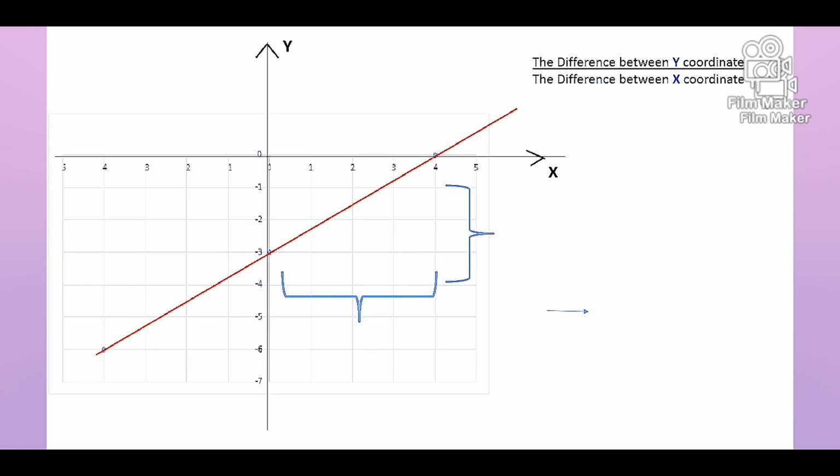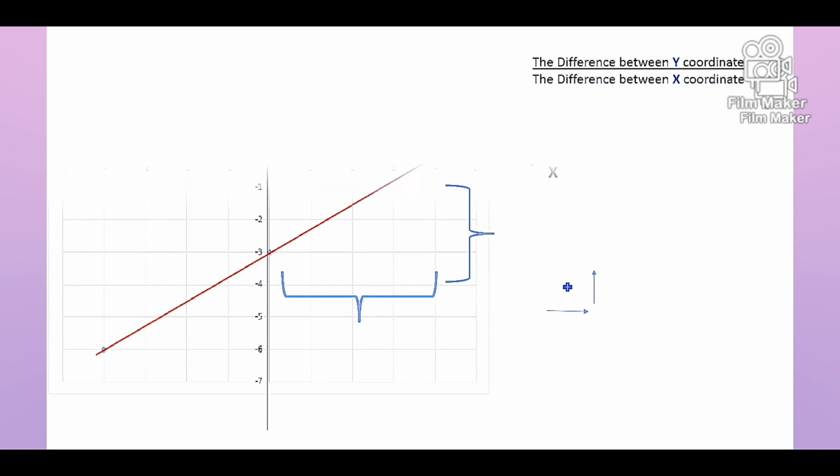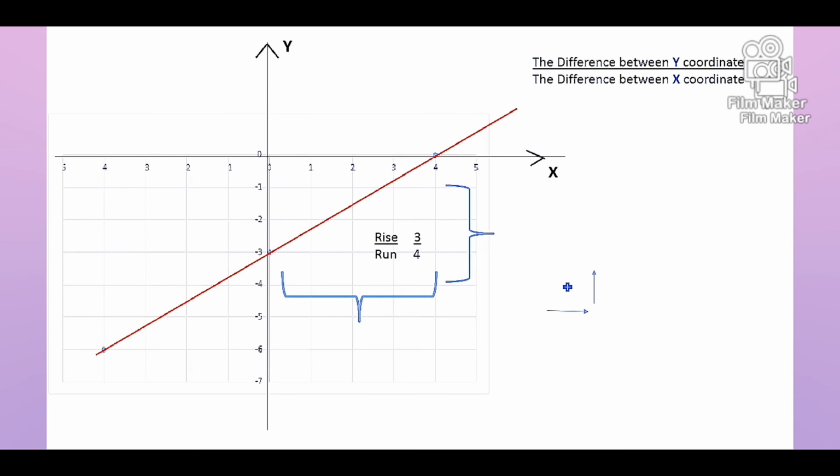You can see the difference between y coordinates here. So what is the difference between y coordinates? You can see it is 4, and the difference between x coordinates is 3. So run and rise, it goes upwards, so it is 3 over 4. It is a plus gradient.